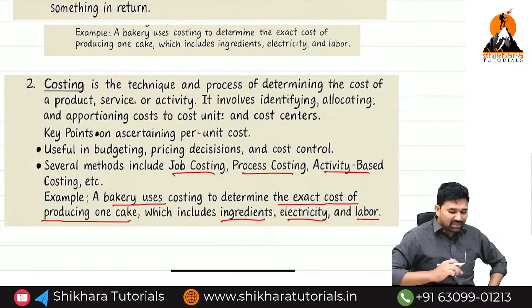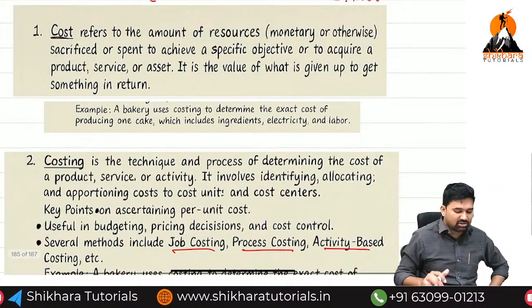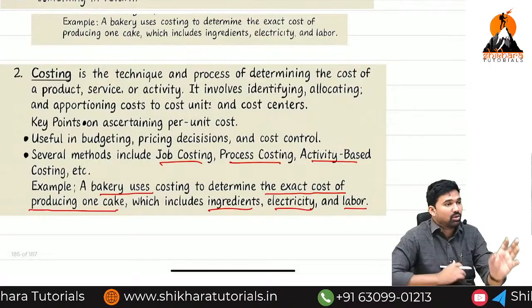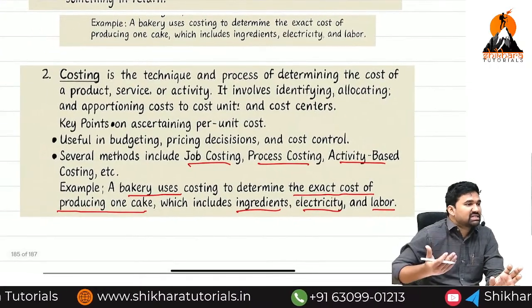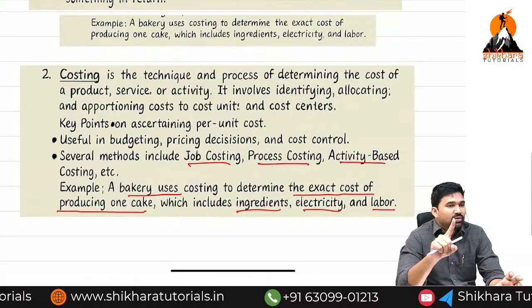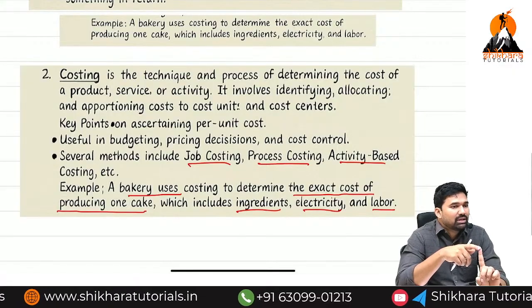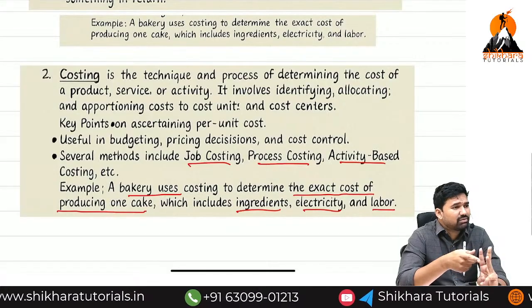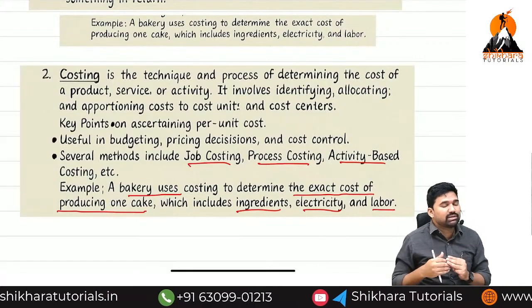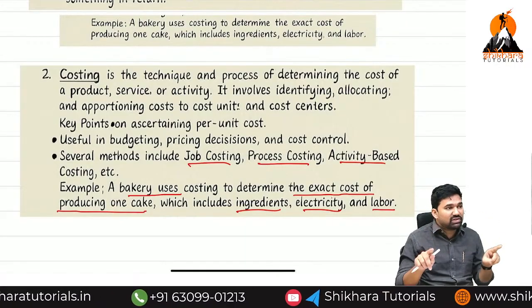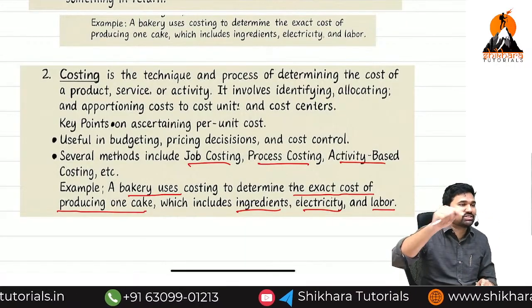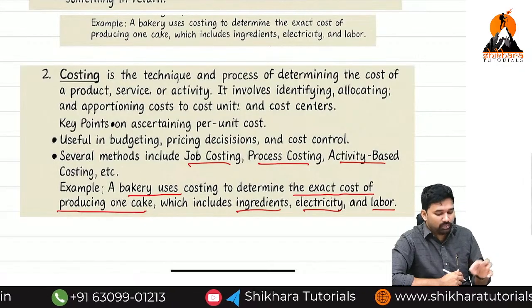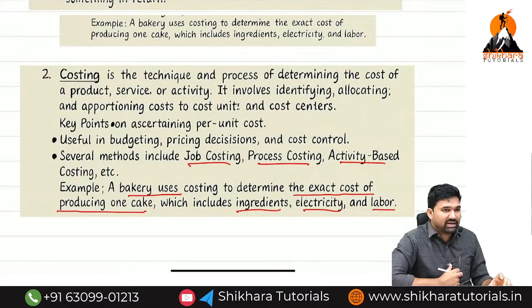Okay, sir, what is the major difference between cost and costing, sir? Cost talks about the individual basis, the amount of money or the resources we sacrifice to obtain one goal. The goal may be production of a product, rendering services, or acquiring an asset. But costing is a bunch of techniques to determine that cost. So costing is going to have wider scope.